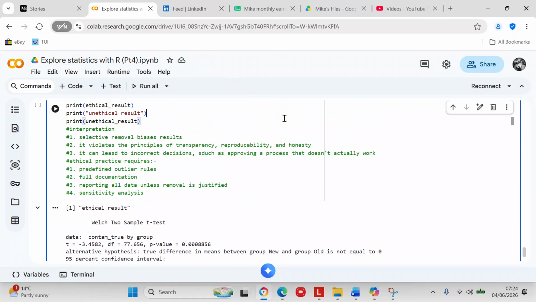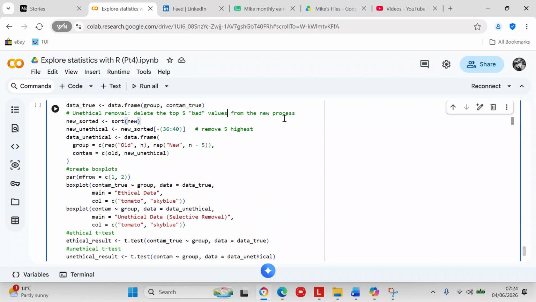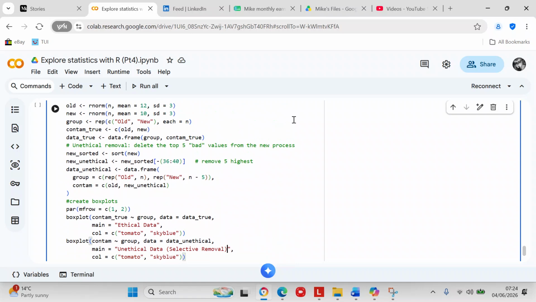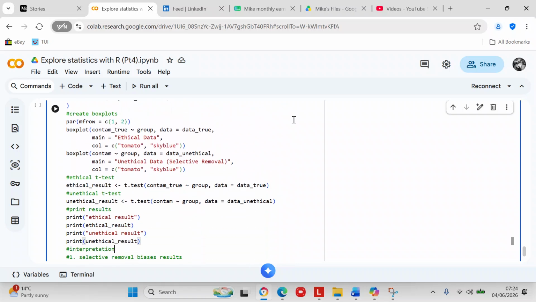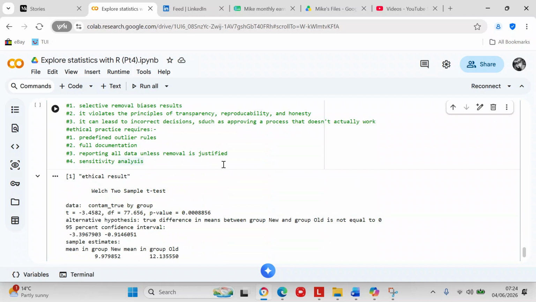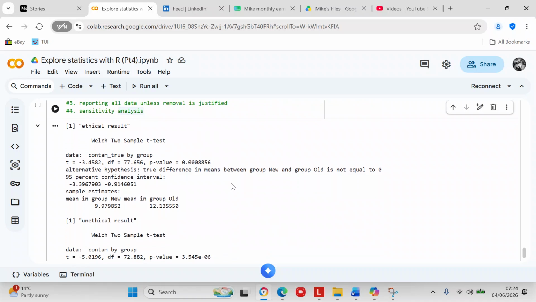So the mean of the new group is 9.97, and the mean of the old group is 12.1. But let's just come back here. Yeah, it says the mean of the old group is 12 and the mean of the new group is 10. So that's very close to the means that we have identified. But it's still below the significance level, so you still would have to go with the alternate hypothesis.